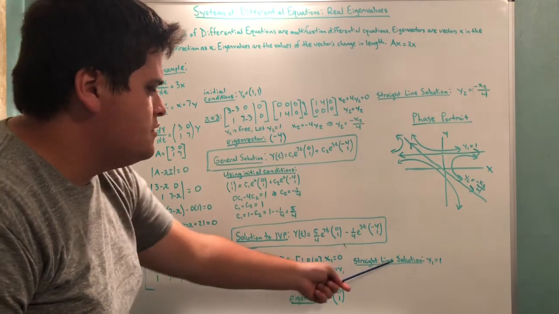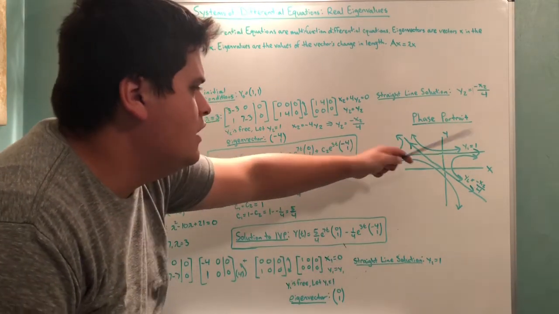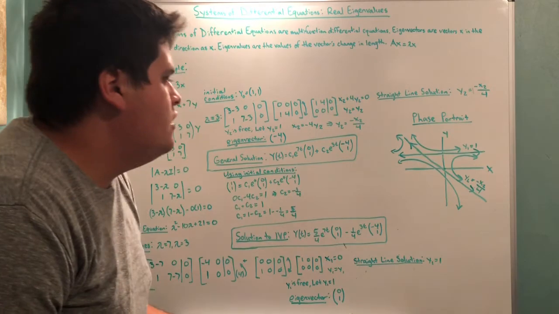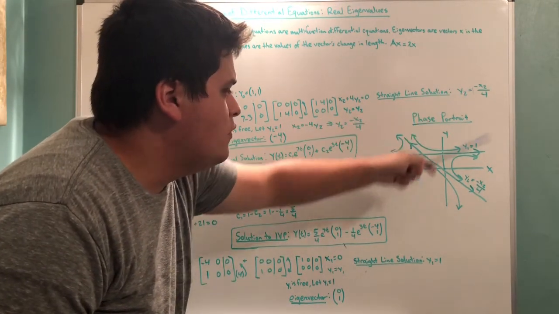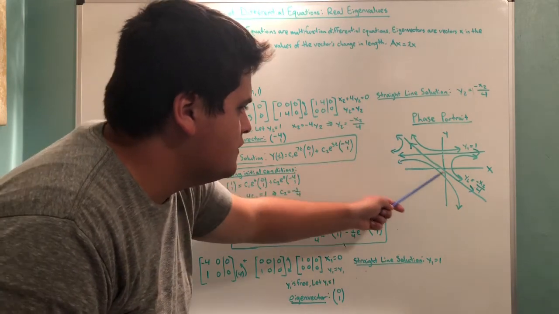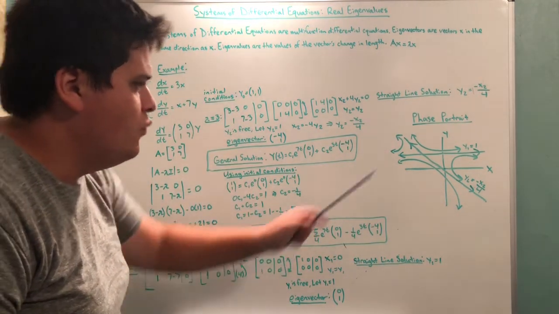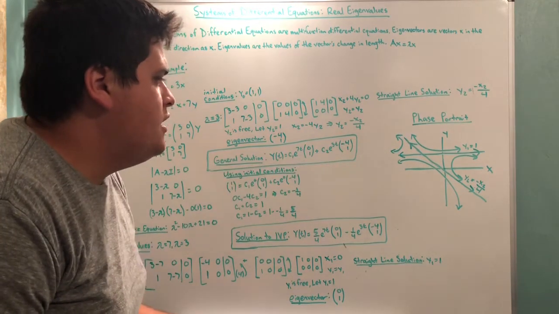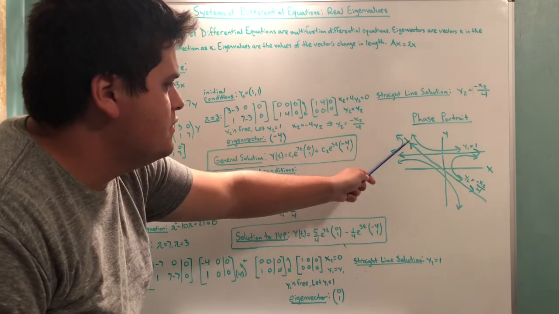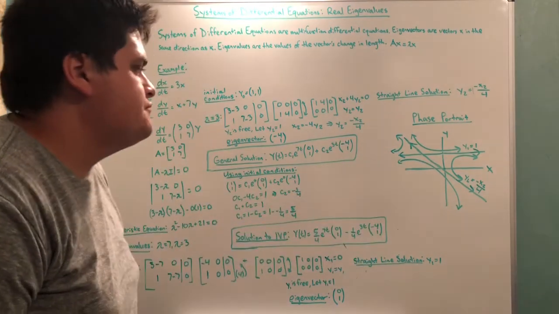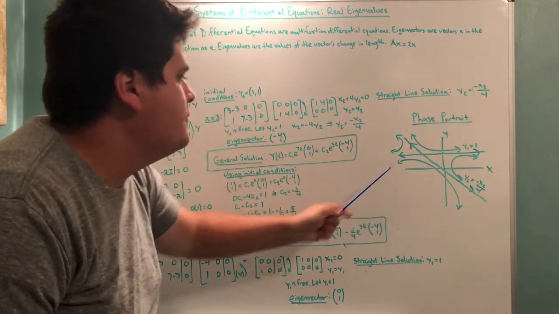So we have one straight line solution, y1 equal to 1. So that's just a horizontal line. We have our other straight line solution, y2 is equal to negative x2 over 4. That has a negative slope, so you just draw it down like this. Positive eigenvalues point away from the origin, and negative eigenvalues point towards the origin. So these arrows are pointing out. So on this line, they're pointing out, and on this line, they're also pointing out.